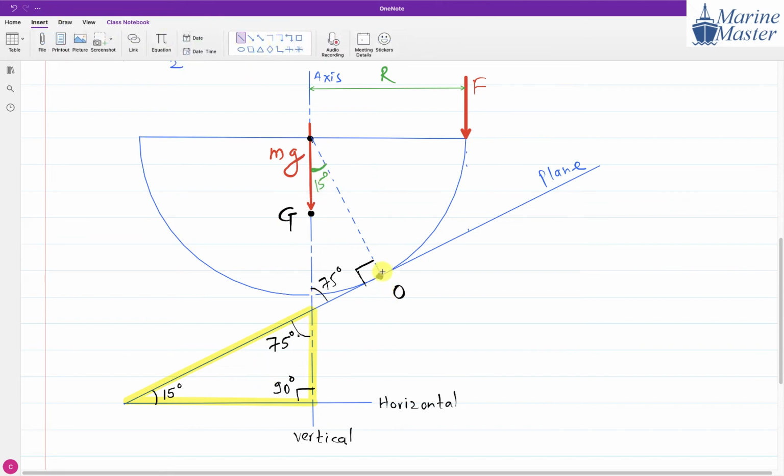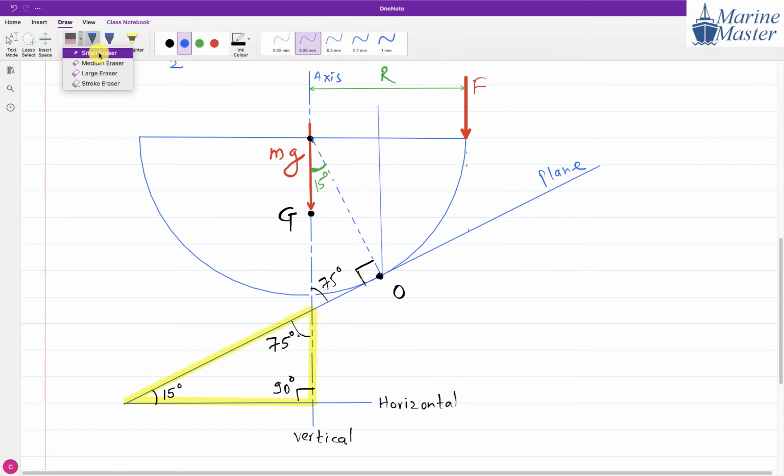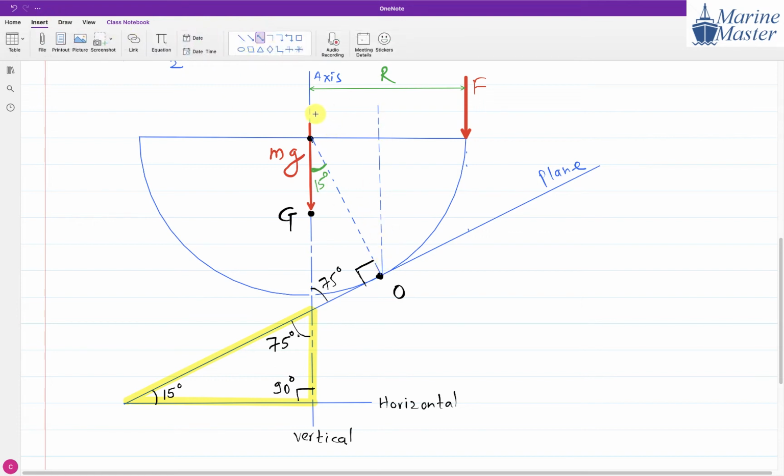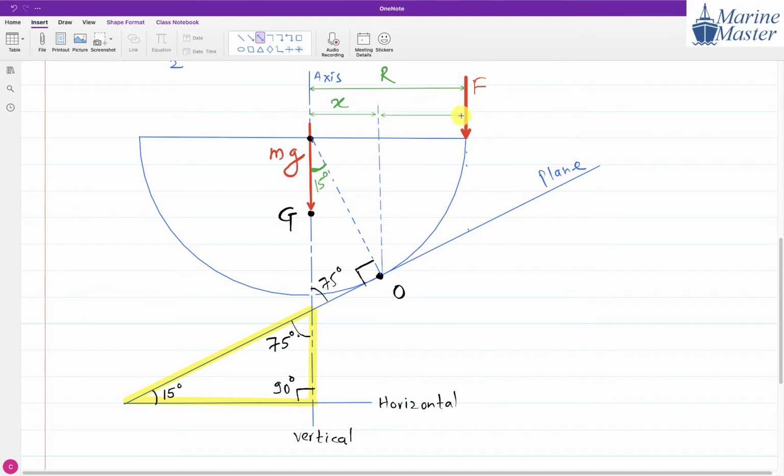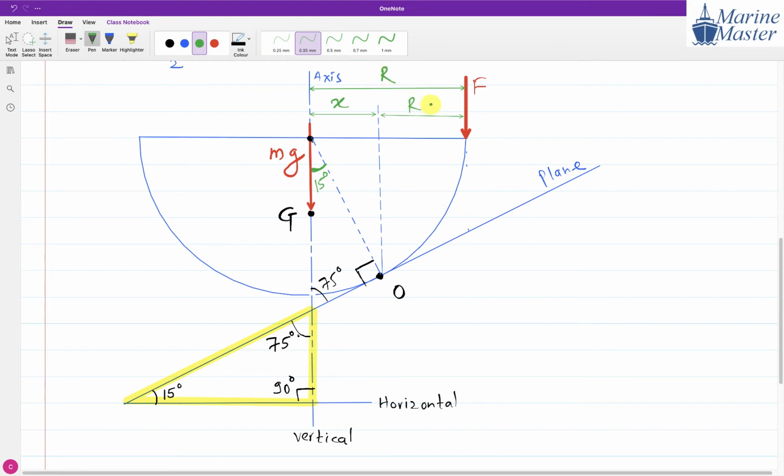Now try to understand the scenario here. From this point, what are we going to do? We are going to draw one dotted line, just a vertical line. From here to here, we are going to assume this distance as X. If this is X, then what will this distance become? R minus X. Yes.